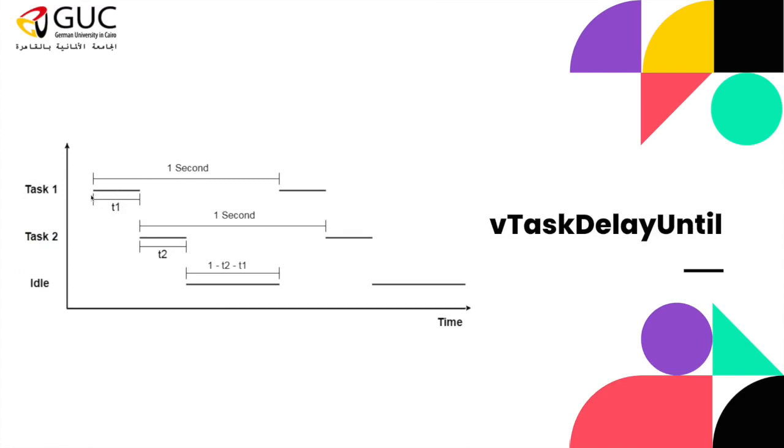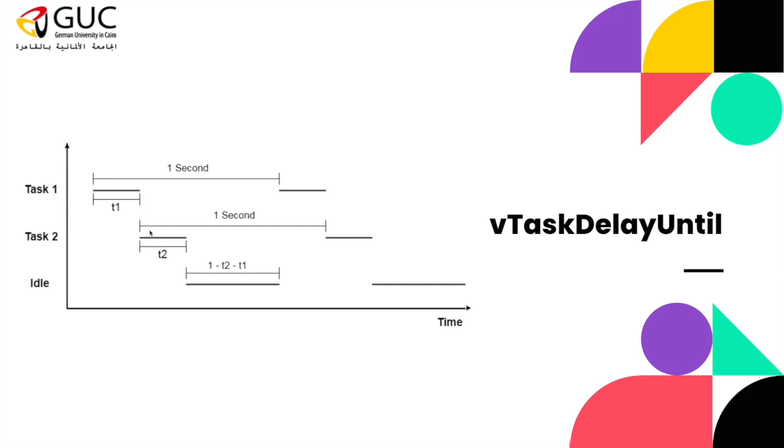If we assume this is 4 and this is 5 and this is 6, it will start counting from clock tick number 4, not from clock tick number 6. Therefore, the 1 second starts from here and it will end here. However, once task 1 moved to the waiting state, what will happen?